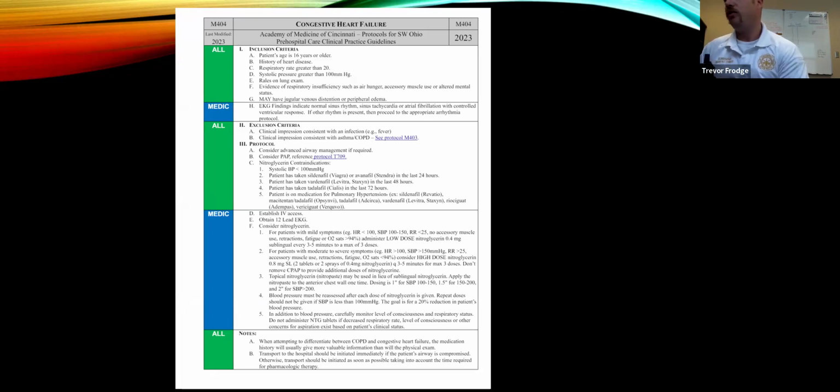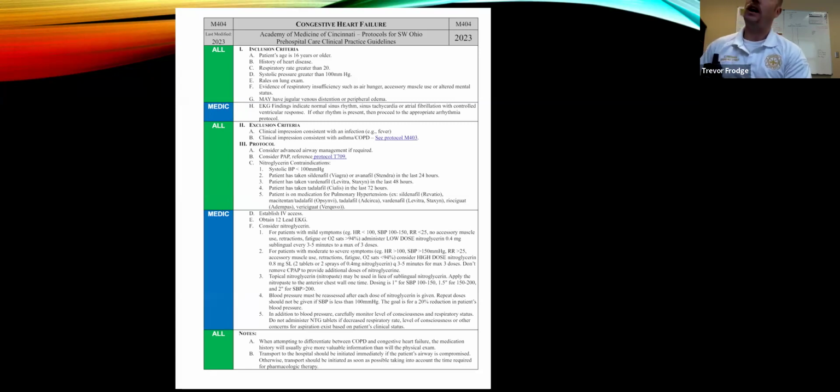Low dose nitro is 0.4 milligrams. And then for moderate to severe symptoms, again, high dose nitro, which is 0.8 milligrams sublingual, or 2 tablets, every 3 to 5 minutes for a max of 3 doses. So instead of giving 3 nitro tablets to our chest pain patients, these guys are going to get 6, 2 every 5 minutes, and do not remove CPAP to provide additional doses if possible, meaning don't discontinue CPAP.